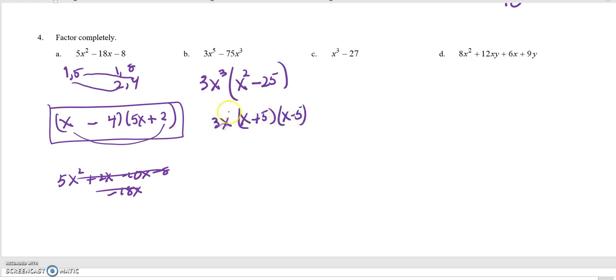So we have 3x to the third. Here we cannot factor out. The 27 has no x. It is a difference of cubes. So the pattern looks like that. Whoops, that should have been squared.